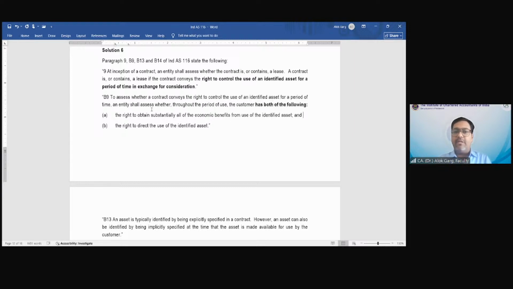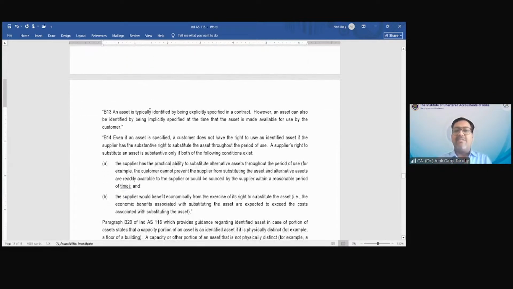What both of the following? The right to obtain substantially all the economic benefit from the use of the identified asset and the right to direct the use of the identified asset, right? An asset is typically identified by being explicitly specified in the contract. However, an asset can also be identified by being implicitly specified at the time the asset is made available for use by the customer. It can be explicit, it can be implicit.